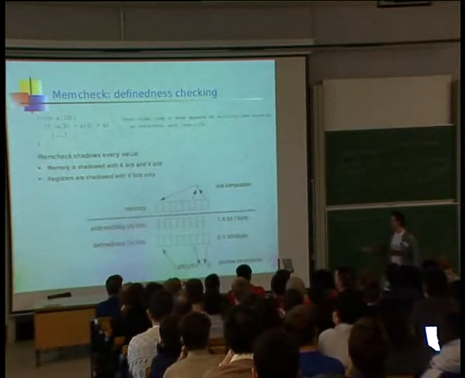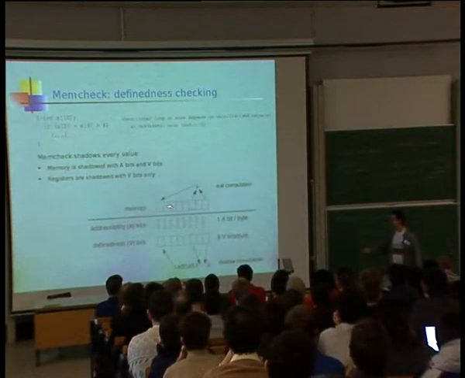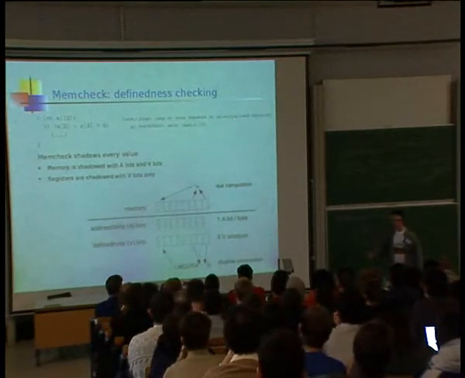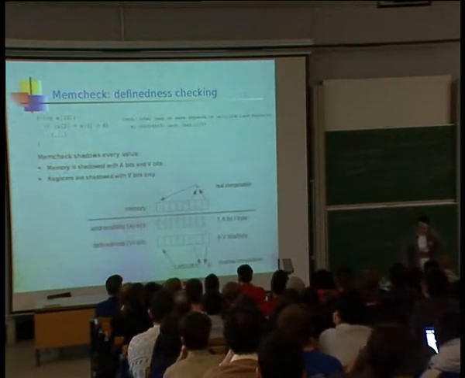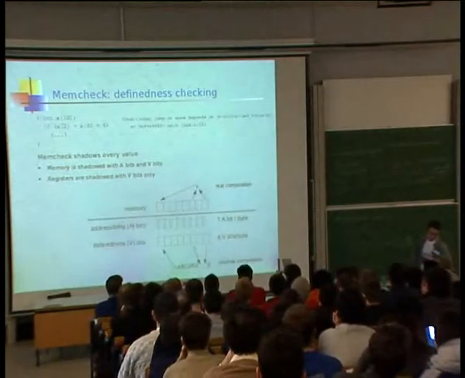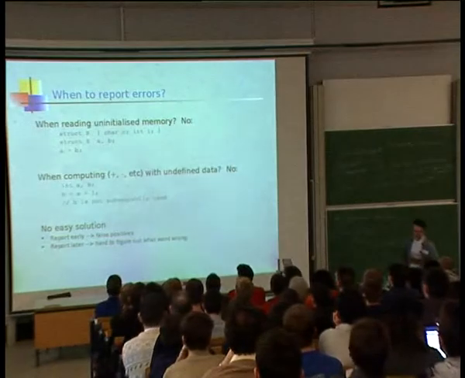So one upshot of this is that if you add two garbage values together, then it'll decide that this is garbage, but it doesn't actually complain at that point. This is a design decision.